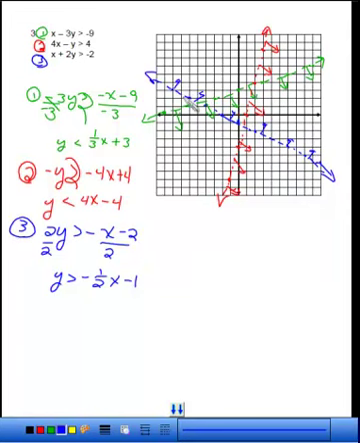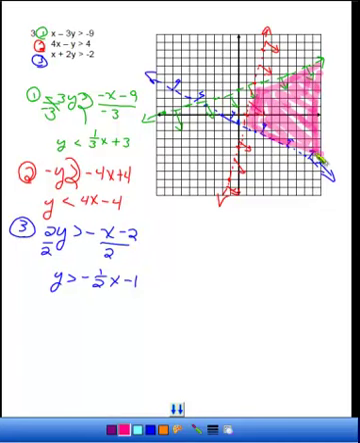Okay. So where is the area where they will all shade that would meet all of these 3, and they would merge, and that would be this area right in here that we want, that would be shaded, okay, for all 3 conditions. And so that is your solution set. Any point inside this pink area is the solution set for this system of inequalities.